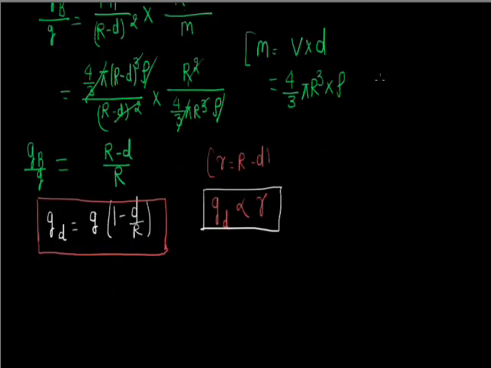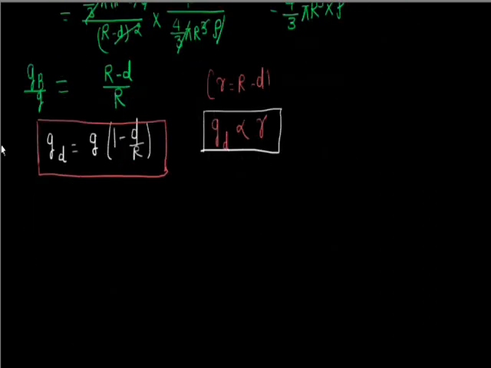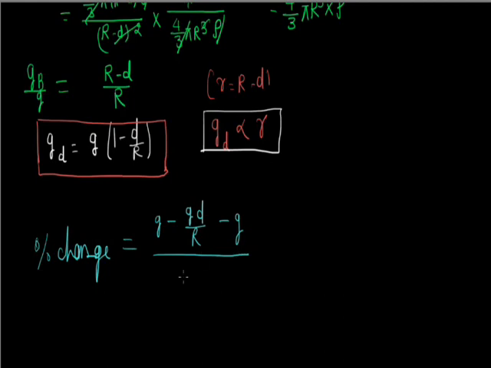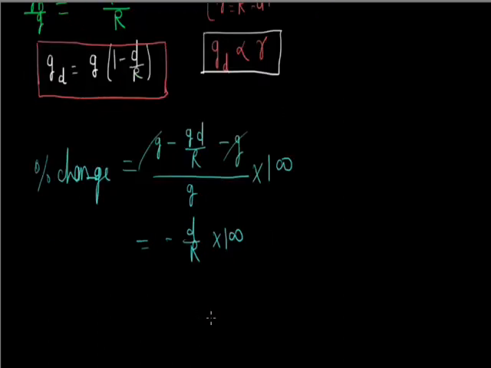Okay, and here we can also find the percentage change in gravity by using the simple formula: change upon initial into 100. So the percentage change with depth is final, which is g_d, minus initial, which is g at the surface, upon initial into 100. So the remaining term will be minus d upon R into 100. This negative sign shows that acceleration due to gravity decreases with depth, right?